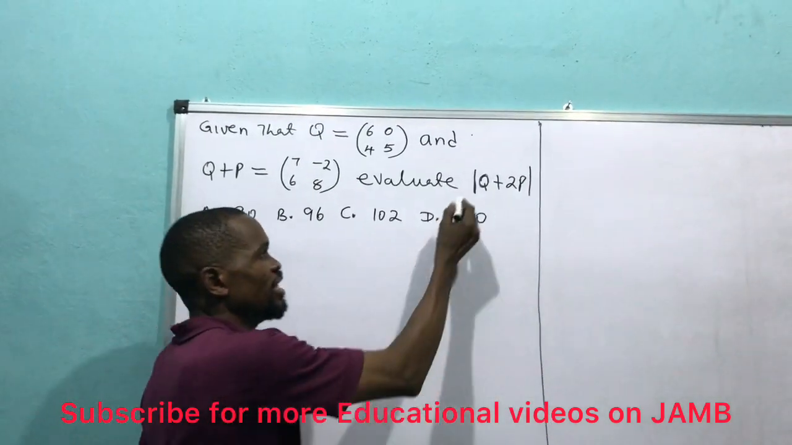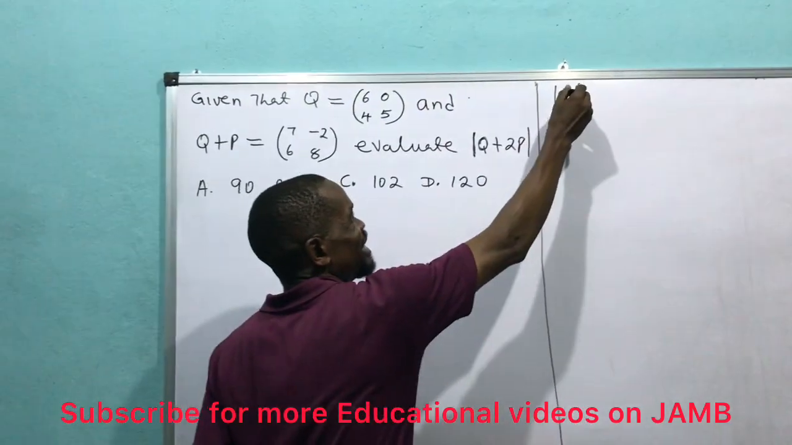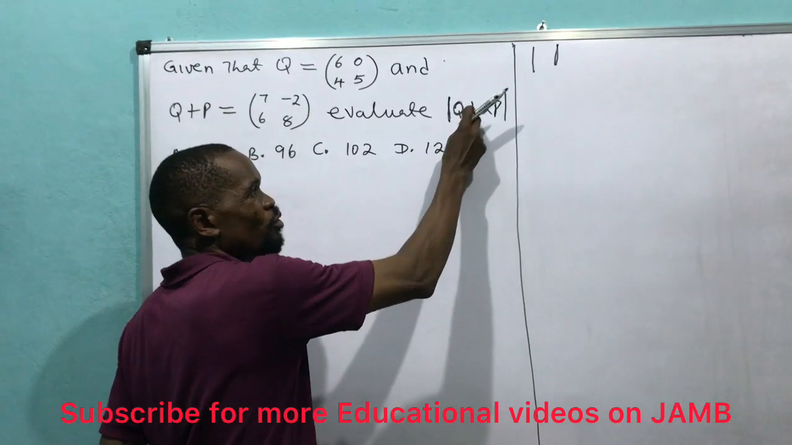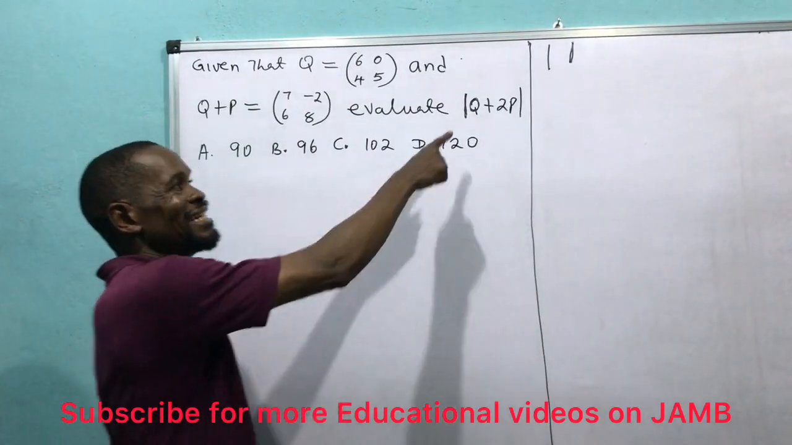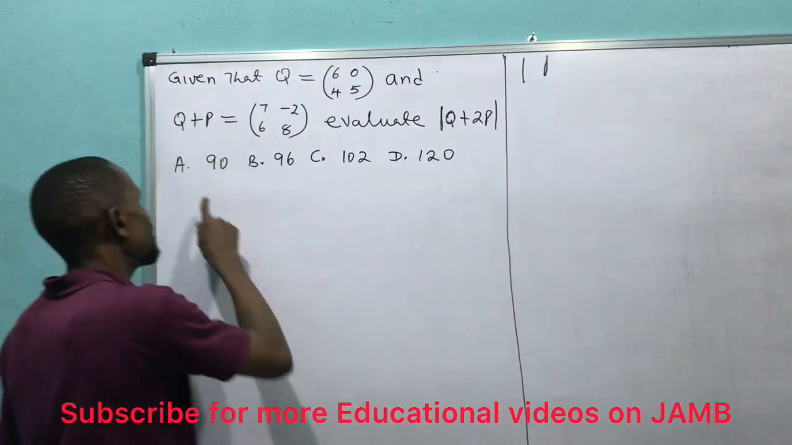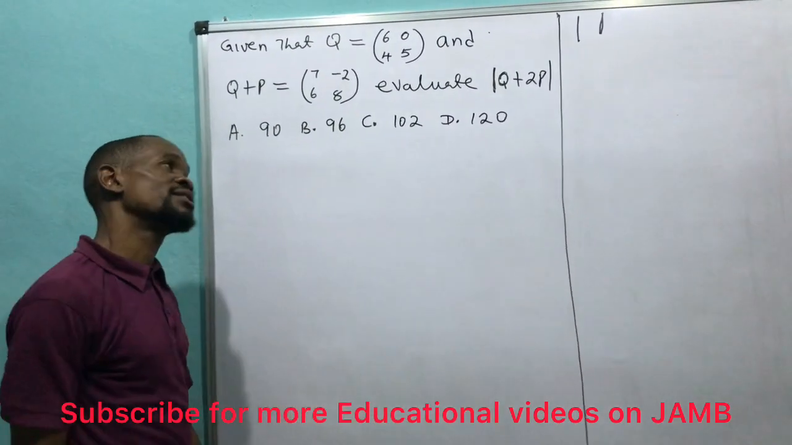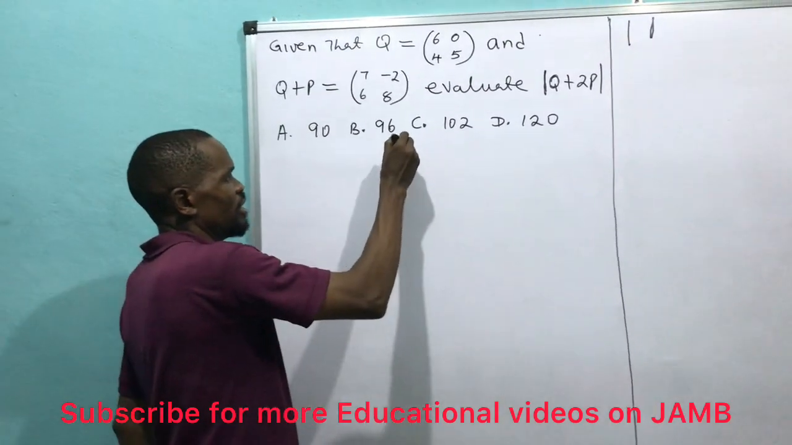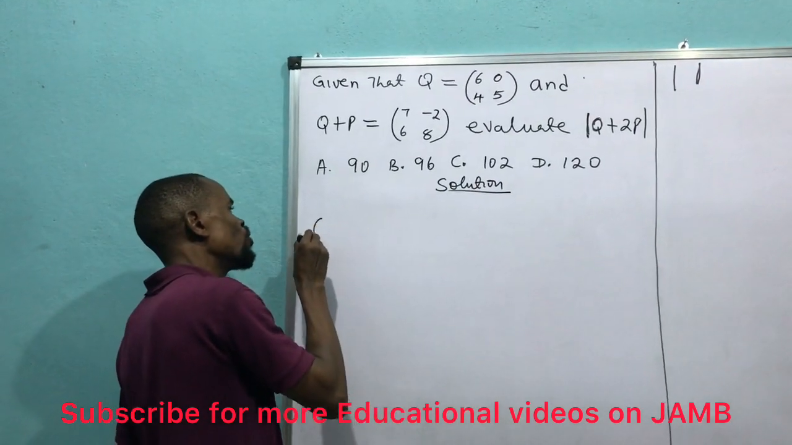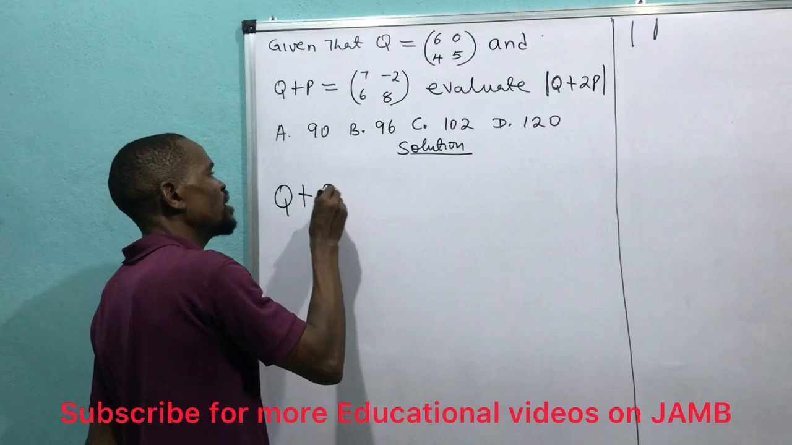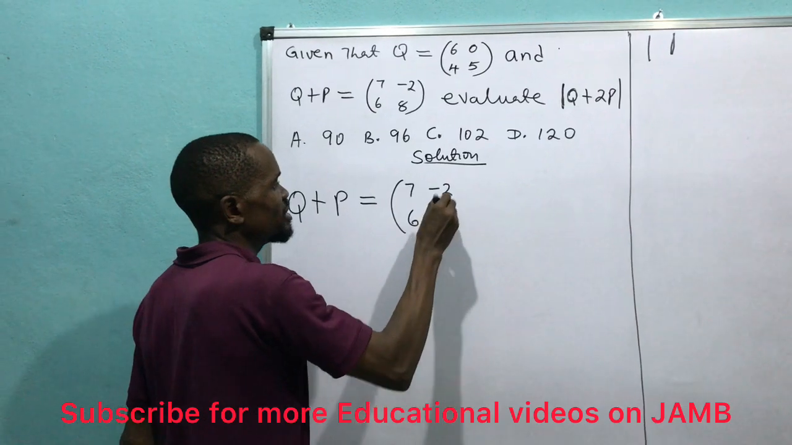Note it, this symbol in matrix means we should get the determinant of Q plus 2P. That's what this is simply telling us. Then the options are 90, 96, 102, and 120. Let's look at the solution. What did they give me? They said Q plus P is equal to 7 minus 2, 6, 8.